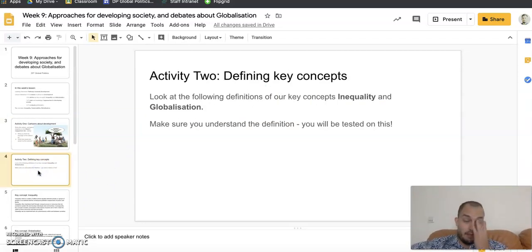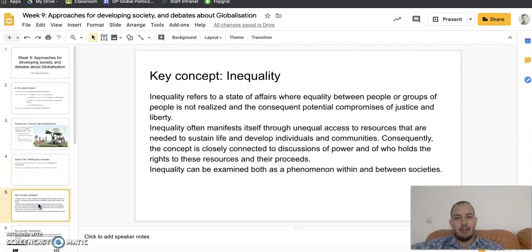Secondly, we're just going to define some key concepts. We're going to look at inequality and globalization, and I know we know what these mean, but these are just the official global politics definitions. So when we talk about inequality, we're referring to a state of affairs where equality between people or groups of people is not realized, and as a result, there is potential compromise of justice and liberty.